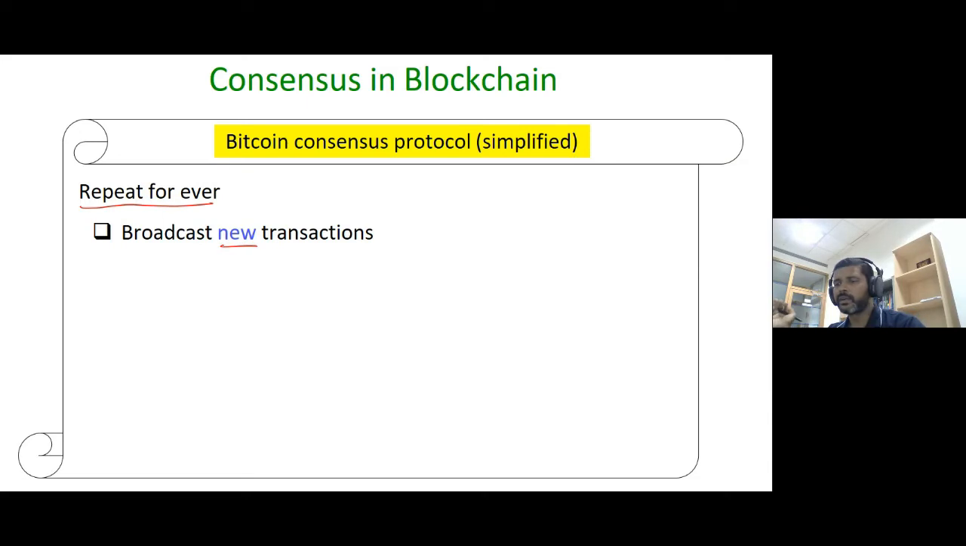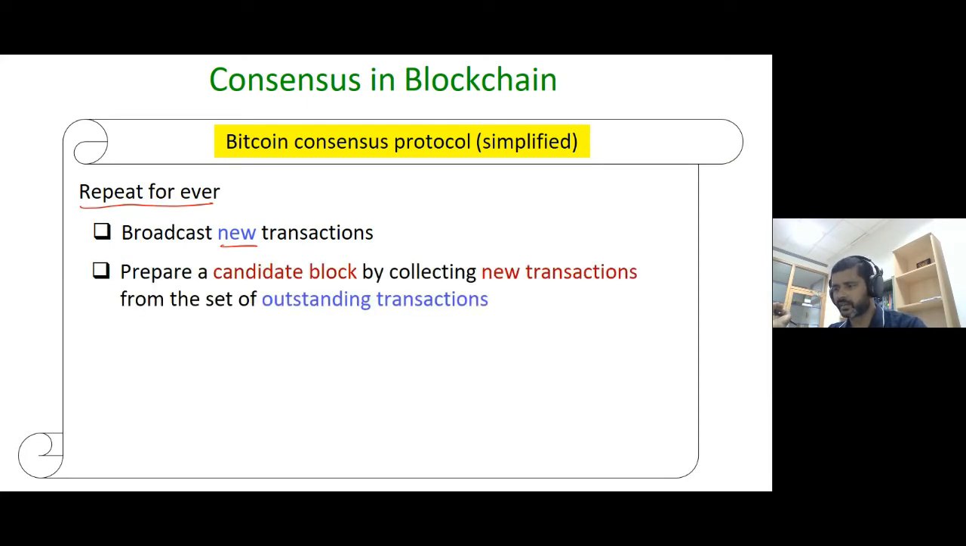So what we do, if you have some transactions, that means you want to pay money to someone, you broadcast those transactions. Then each party prepares a candidate block by collecting the new transactions. If I am a participant of the system, and I listen to multiple transactions which people want me to approve or authorize, then I will individually verify whether those transactions are valid or not. I will be maintaining a set of outstanding transactions, a pool of transactions.